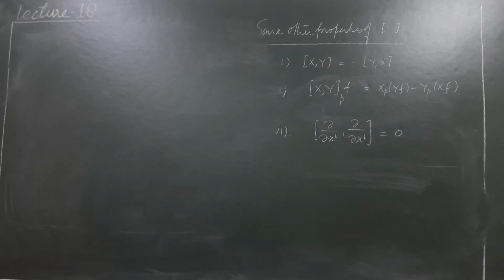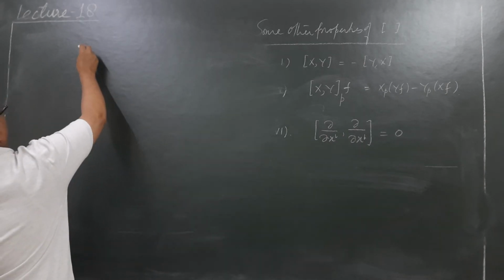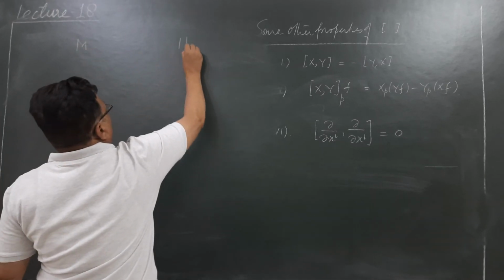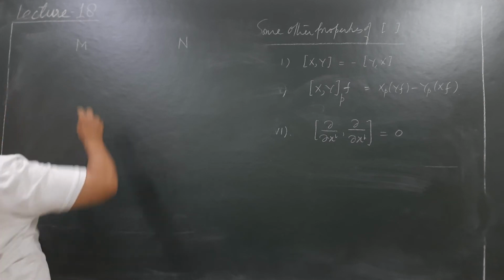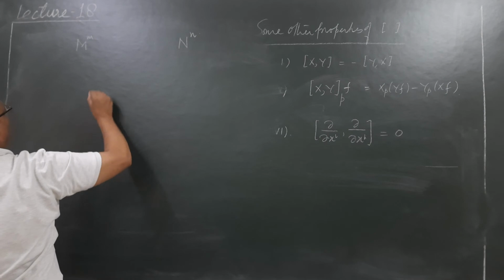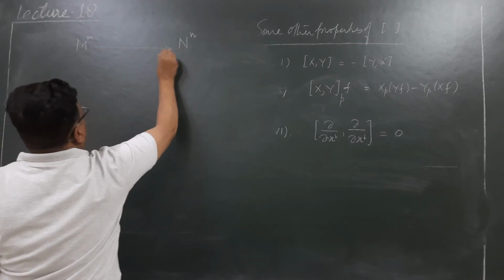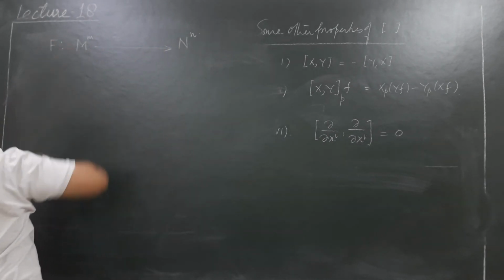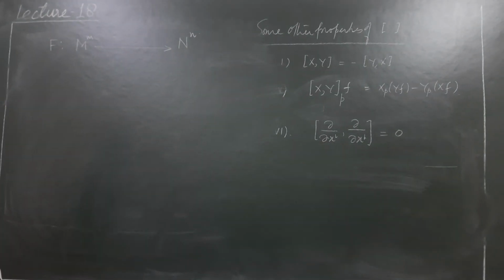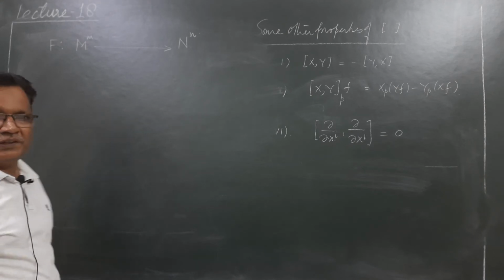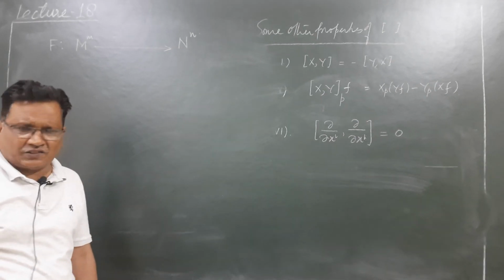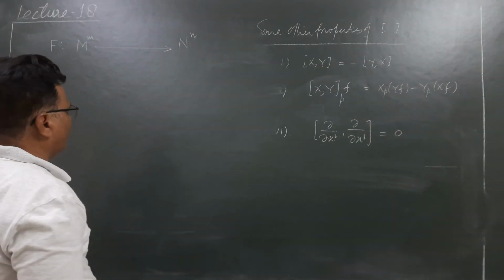Okay, so the differential of f. Let me start with two manifolds. Suppose M and N are two manifolds of dimension m and n respectively, and suppose there is a map f which is differentiable. Suppose f is a differentiable map from manifold M to manifold N. I want to know what the differential of f will be. If it is differentiable, its differential should exist. So what will the differential of f be?